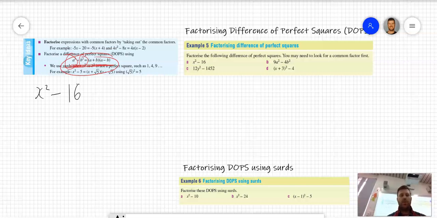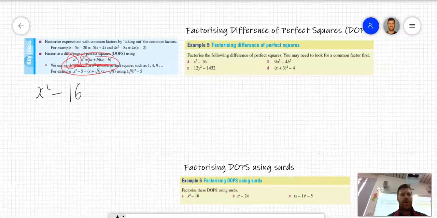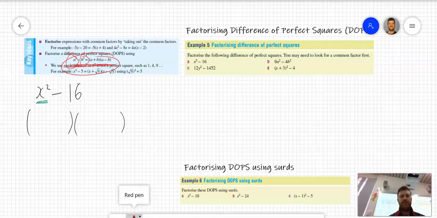So what we need to do is set up a binomial product, which is 2 sets of brackets. At the front of the bracket is going to be the square root of the first term, and at the back end of the bracket is going to be the square root of the second term. Okay, so square root of x squared, x, yeah, good. So that goes at the front of each bracket. At the back, square root of 16 is 4. Good.